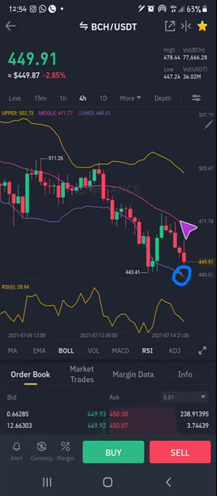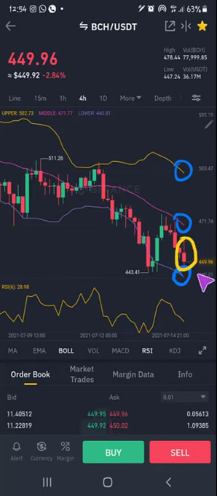This one, and this one. Take note of them. When the last candlestick is closer or is already touching the Bollinger Band, then it means there is a dump on that coin. It means people have sold the coin. Okay? It means people are selling.